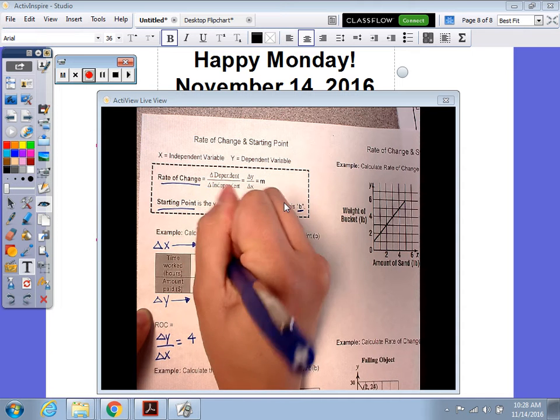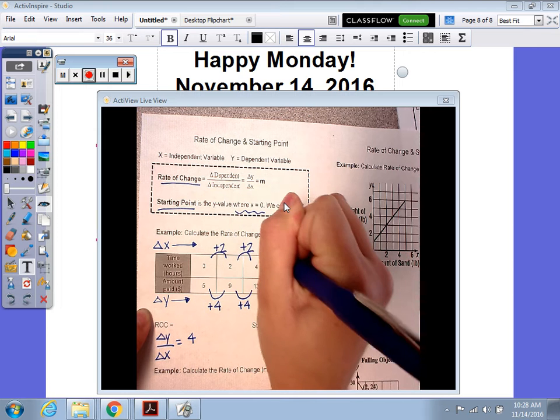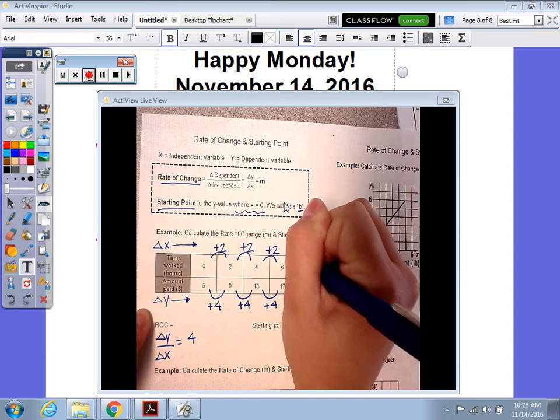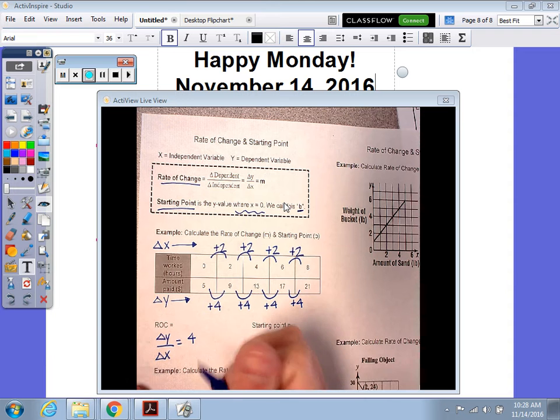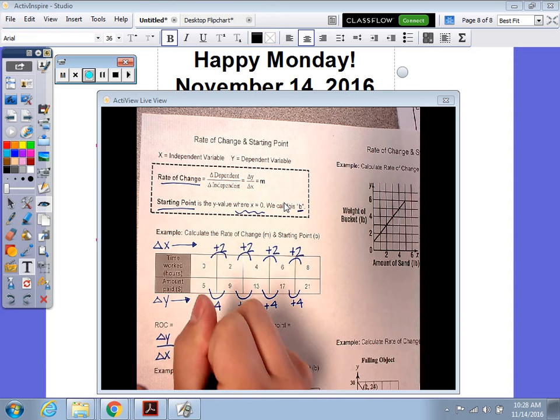From 0 to 2, I added 2. From 2 to 4, I added 2. From 4 to 6, I added 2. And from 6 to 8, I added 2. So my change in x value is 2. And 4 over 2 reduced is just 2. That's my rate of change.